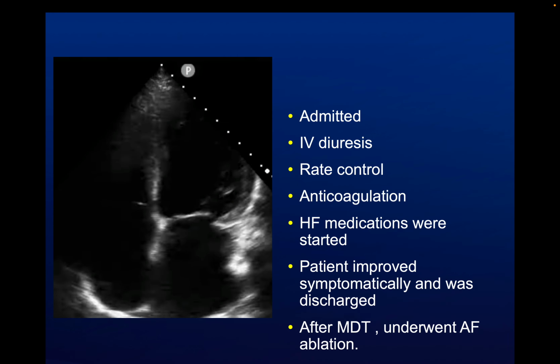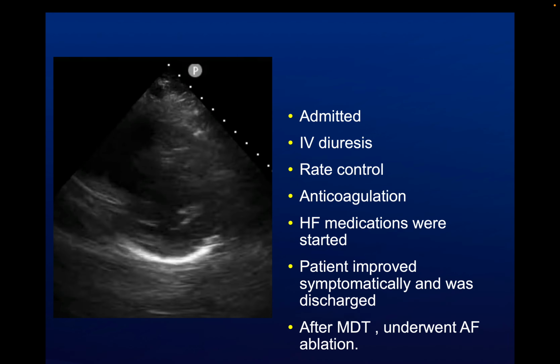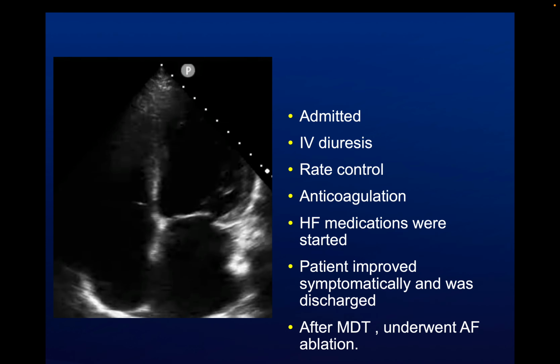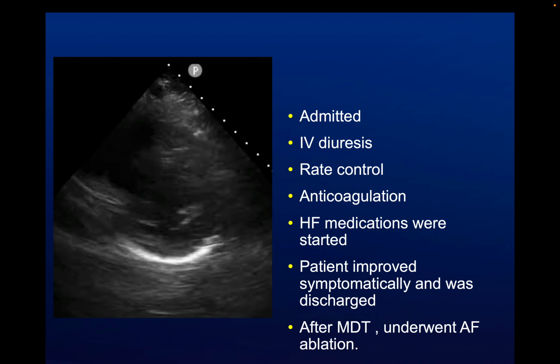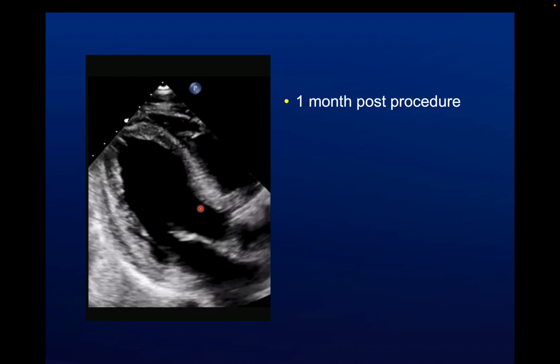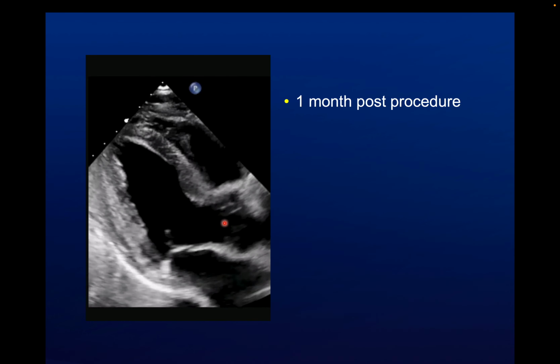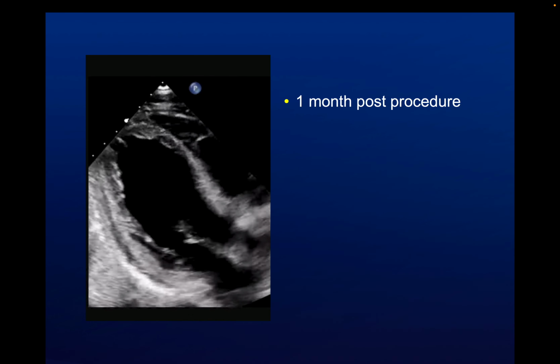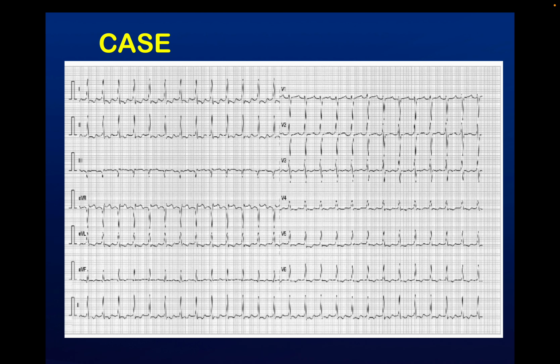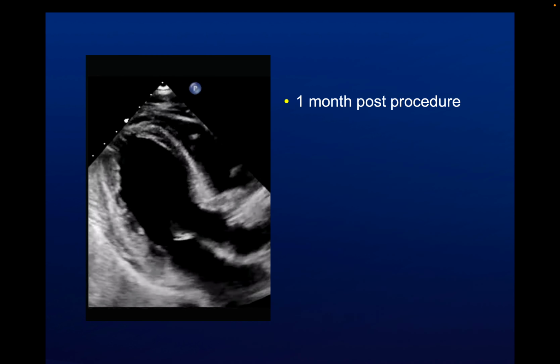After optimizing his medications, we took him for an ablation, and post-ablation, successful restoration of sinus rhythm was present. 1 month post-procedure, as you can see, the thickness of the myocardium is still maintained, but overall the contractility of the muscle has improved, giving you an ejection fraction of close to 45%. This patient subsequently underwent a bypass surgery because he did have angina now that he was able to exercise more and therefore required the intervention.